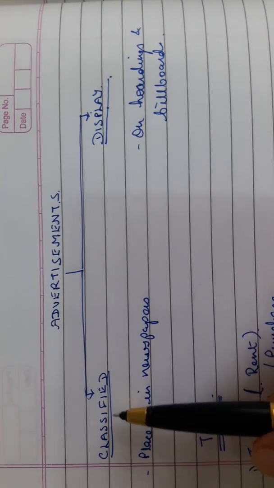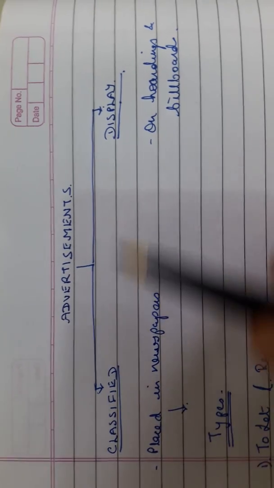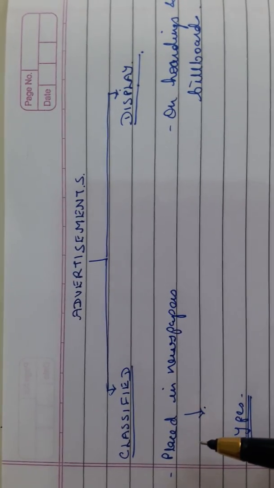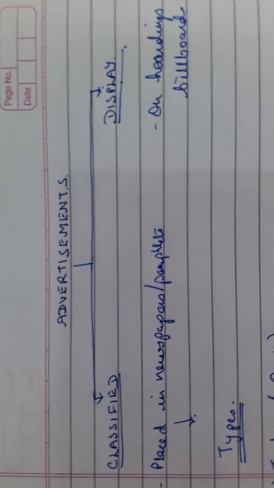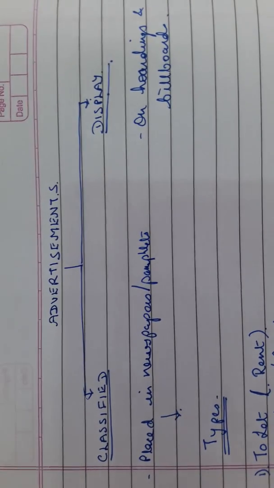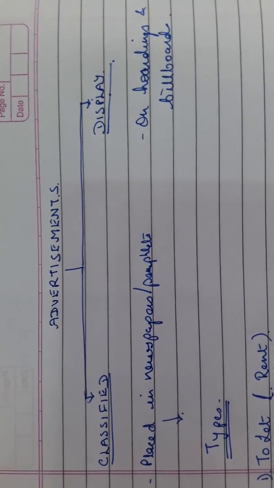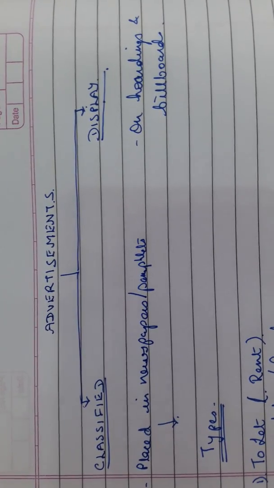The two that are there in our CBSE curriculum are classified advertisements and display advertisements. Classified ads are the ones which are placed in newspapers or as pamphlets. You have seen these distributed inside of the newspaper sometimes as these thin little sheets, etc. So essentially, classified advertisements will be the ones which you find on the columns in the Sunday Times.